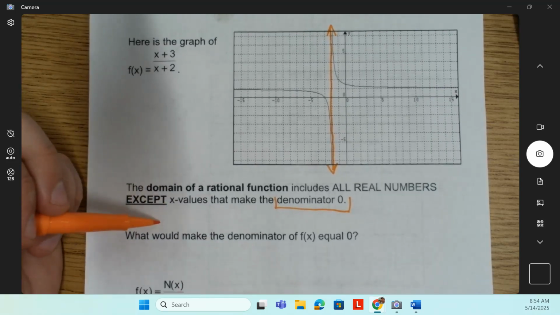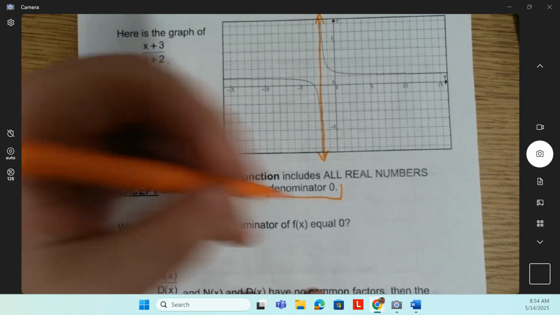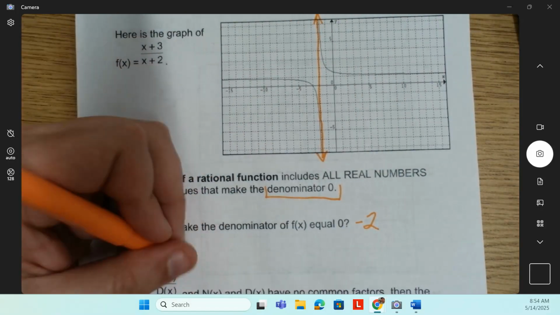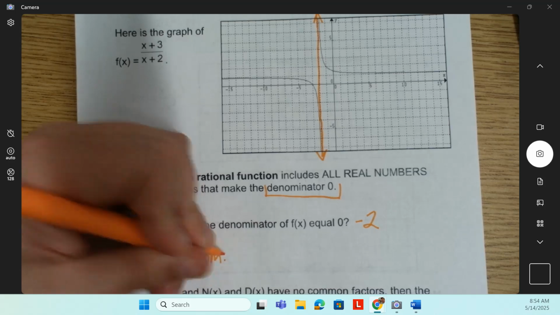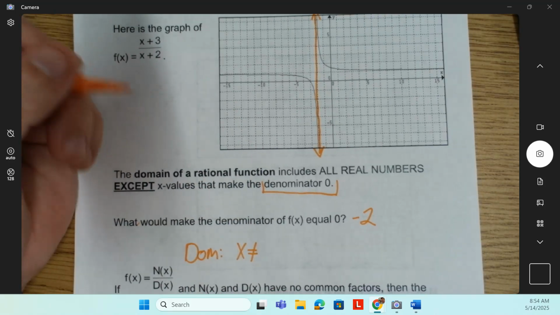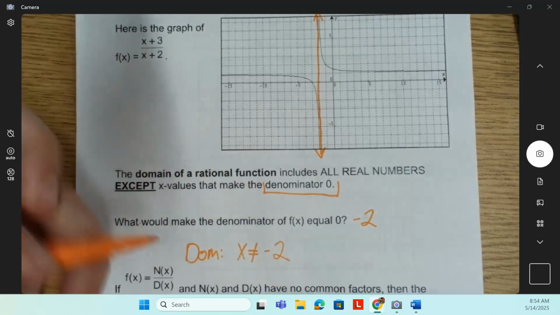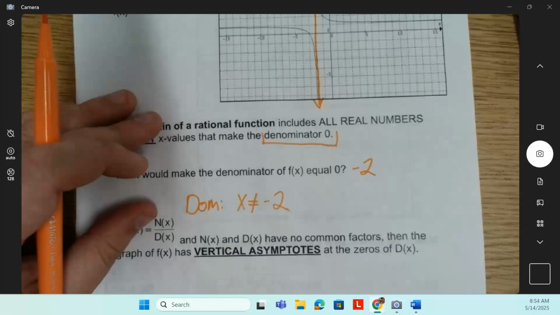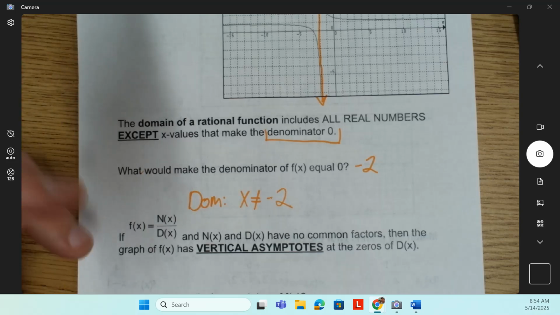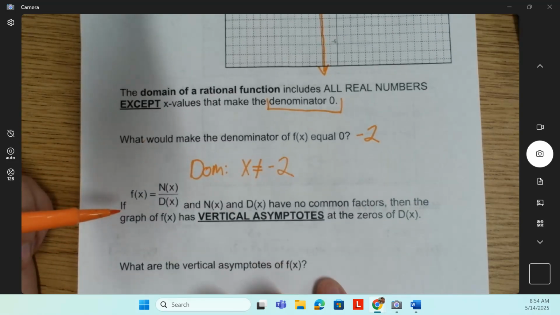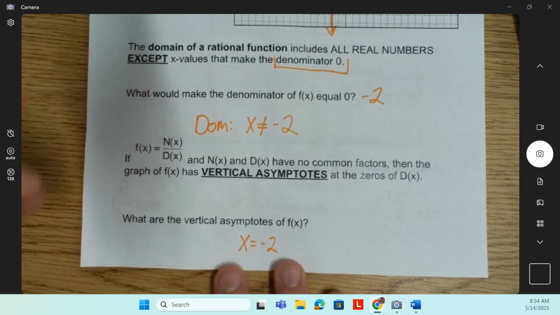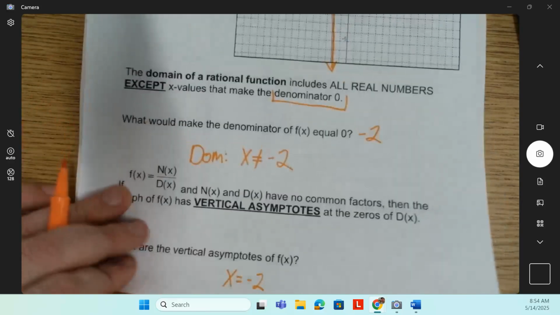So when it asks what would make that denominator equal to 0, that would of course be negative 2. So when we think about the domain, it's going to be x is really all real numbers except for negative 2. And so we'll just write it as x is not equal to negative 2, meaning that it could be anything else except for that one point right there. Then when we're looking for what are the vertical asymptotes, it's just going to be x equals that negative 2. And so that's going to carry all throughout.